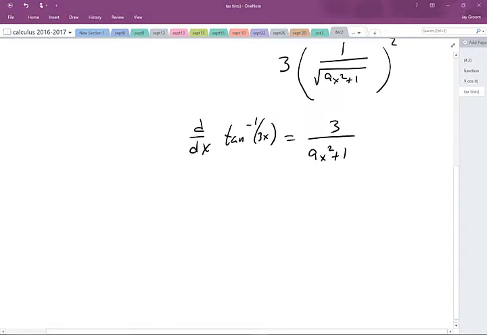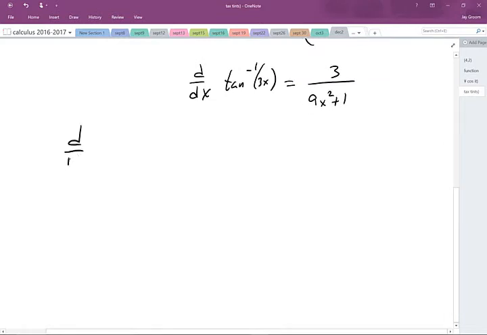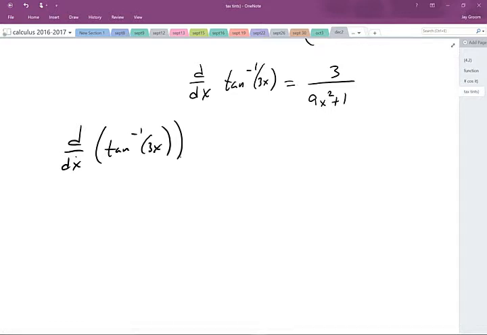Listen, if you just saw this beast and you said, I'm going to take the derivative of it, and you say, wait, this is just a function in a function, which, by the way, you're not wrong. What's the outer function? Is 3x the outer function, or is arctangent the outer function? Arctangent. And what is the derivative of arctangent?